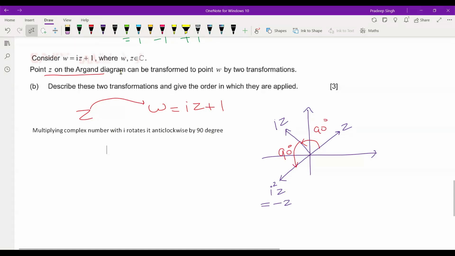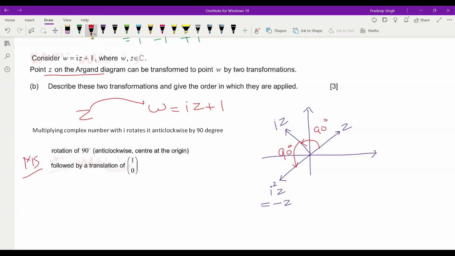Now back to the question. We want to go from Z to IZ plus 1. Let me first show you how the marking scheme is presented for this. In the marking scheme, this is the official answer. First they have written rotation of 90-degree anti-clockwise. That is because we are multiplying by I. And then they have said a translation of 1, 0.